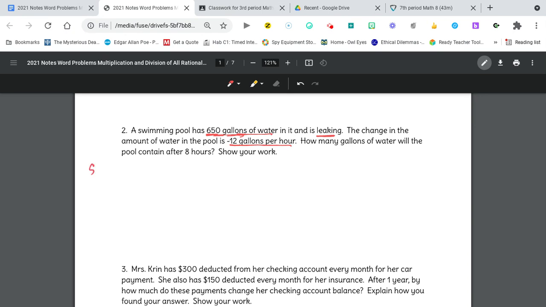So we know we start off, and I'm just going to put key pieces over here. Okay. And then it's leaking at a rate. And that negative 12 gallons just means it's leaking 12 gallons per hour, guys.